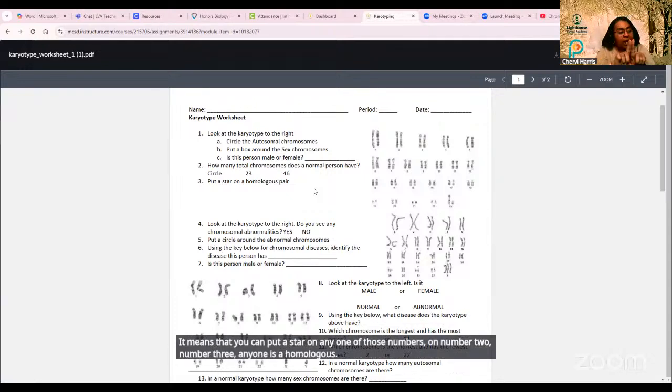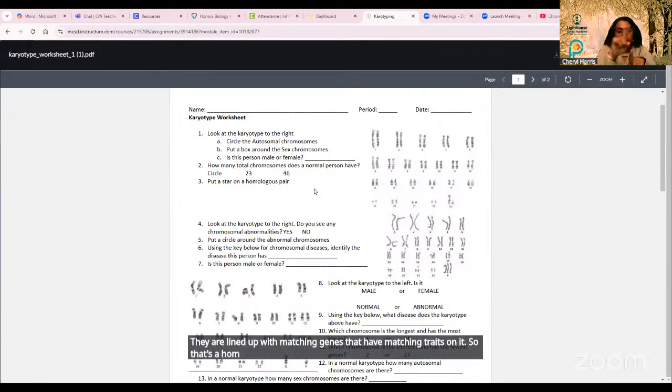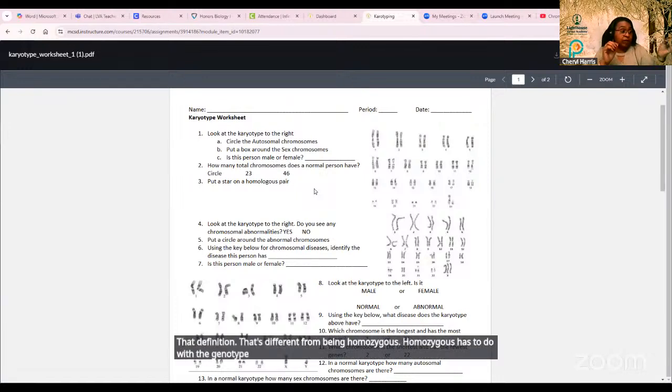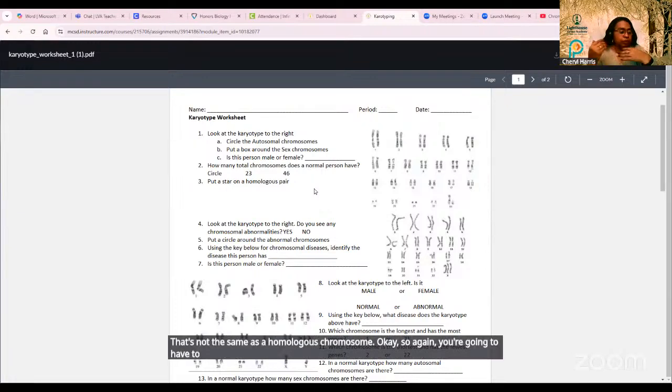They are lined up with matching genes that have matching traits on it. So that's a homologous chromosome. Make sure you understand that definition. That's different from being homozygous. Homozygous has to do with the genotype of the individual. That's not the same as a homologous chromosome. Okay, so again, you're going to have to make sure that you review your vocabulary. So there's a difference.